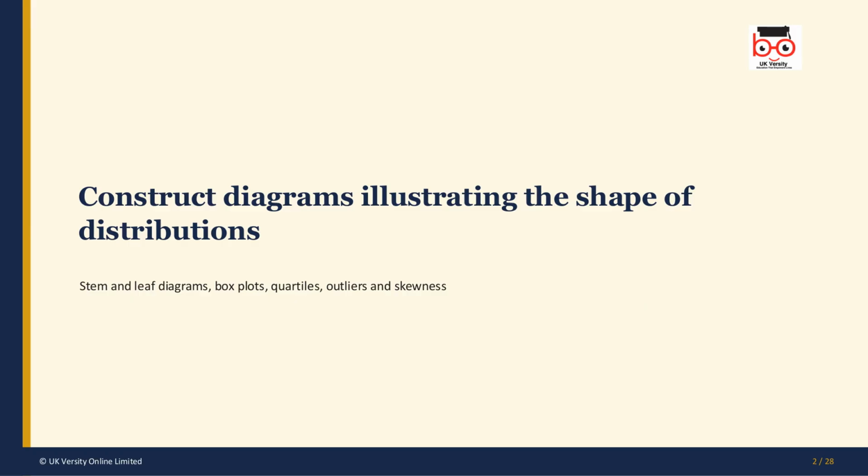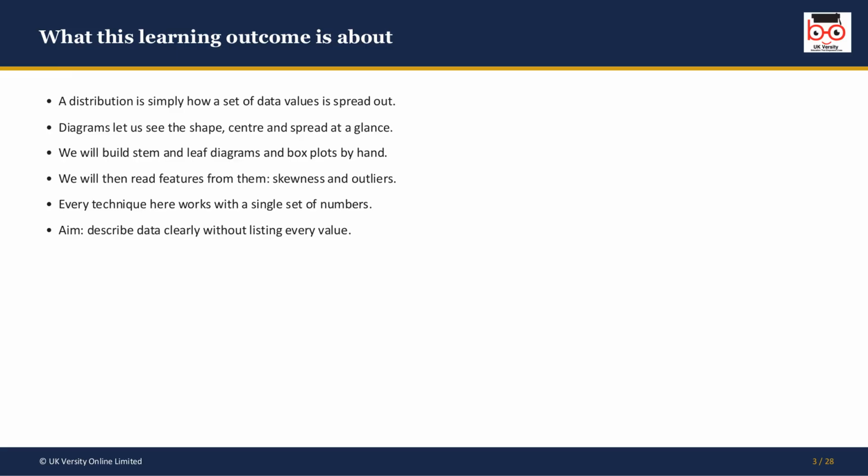Welcome to the first outcome, where the aim is to turn a set of numbers into a picture. We'll build stem and leaf diagrams and box plots by hand, then learn to read off their shape, their skew, and any outliers. Let's start with what we mean by a distribution. It's simply how a set of data values is spread out across its range.